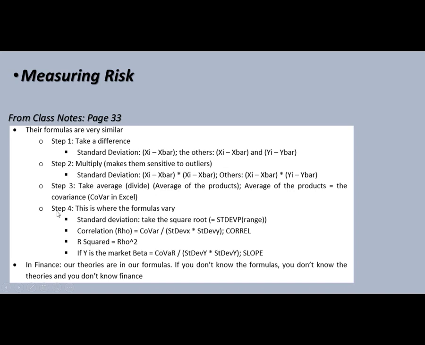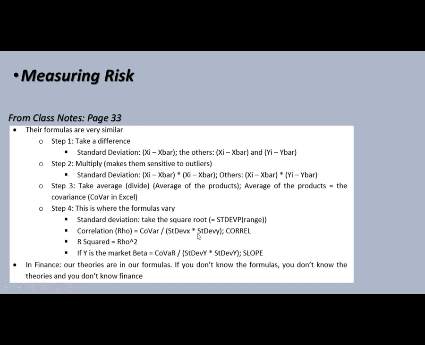And step four is where the formulas vary. Standard deviation, you take the square root of that average. Correlation, you take the covariance and you divide it by the standard deviation of this first series times the standard deviation of the second series. That's correlation. R-squared, you just take correlation and square it. For beta, you take covariance, so you see how all three of these use covariance, but for beta you don't divide by the standard deviation of X and the standard deviation of Y. You only use Y, assuming Y is the market. So for beta, we only care about market risk. For correlation, you use both. This is also known as a slope function in Excel.